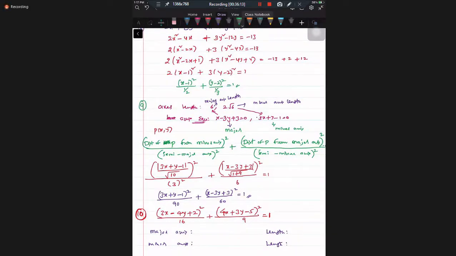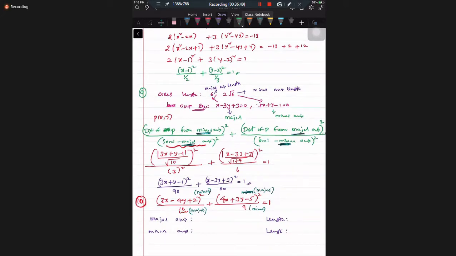Why are you deciding? Because the denominator has this bigger. If this is major, then this will be minor, right? Students, please observe. Above one is major. Got it, all of you students? So what is the major axis? 4x plus 3y minus 5. The minor axis is 3x minus 4y minus 2. What is the length here? What are we having? 2a. See, a.